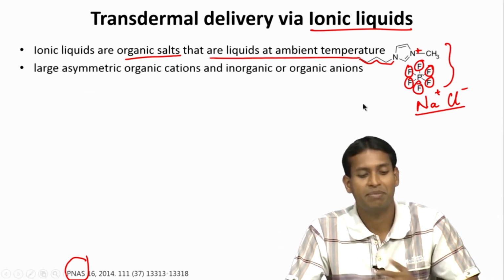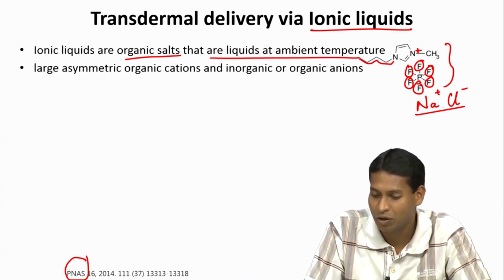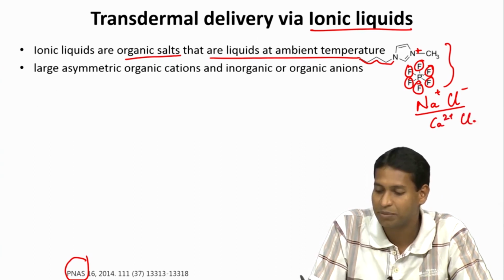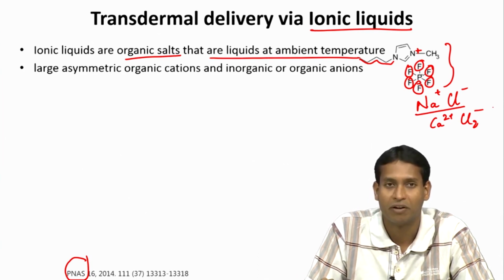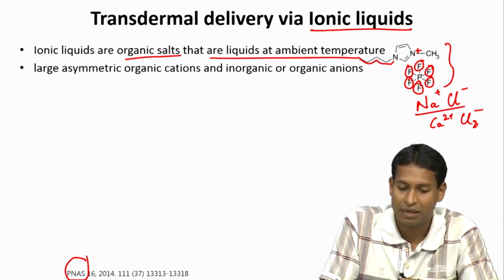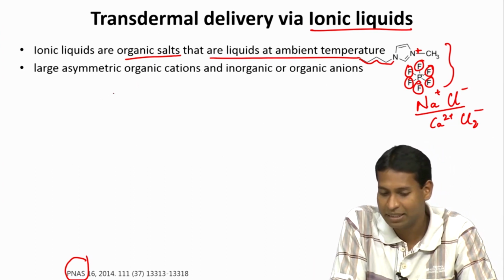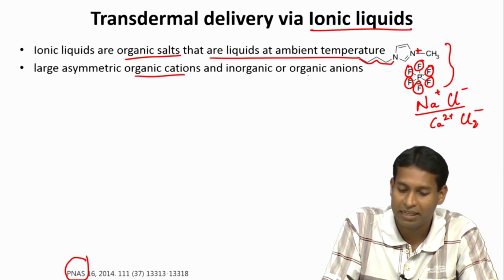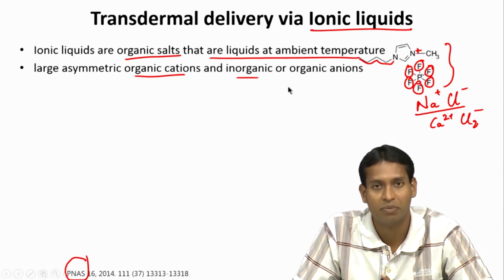These are again large asymmetric organic cations, and when I say asymmetric, you can see here the charge is equal, although you can have charges which are not equal as well. So, if I have calcium chloride, you are talking about something of this configuration, but in this case there is a large asymmetry in the organic cations and the inorganic ones. There could be organic cations, there could be inorganic cations, and vice versa for the anions as well, but at least one part has to be organic.